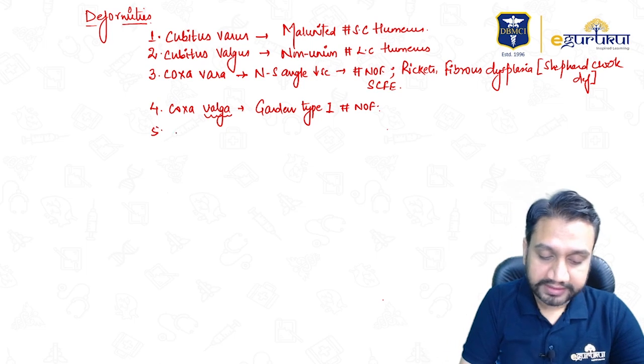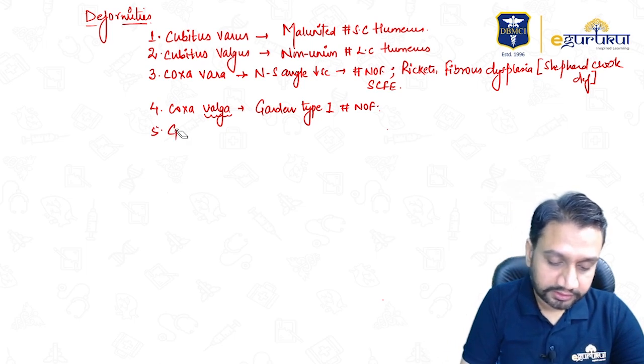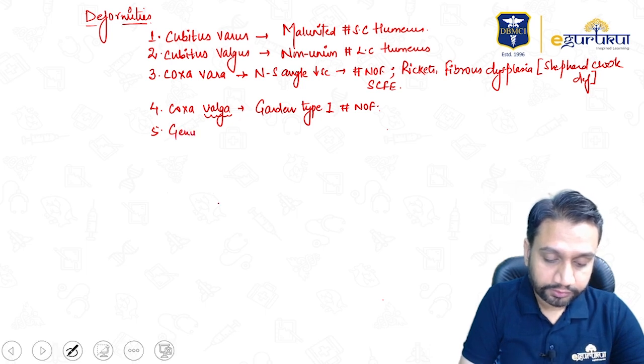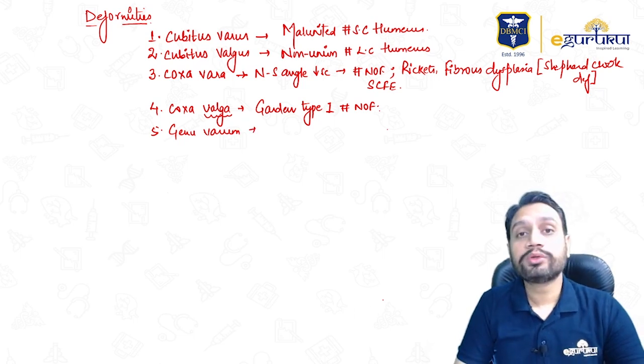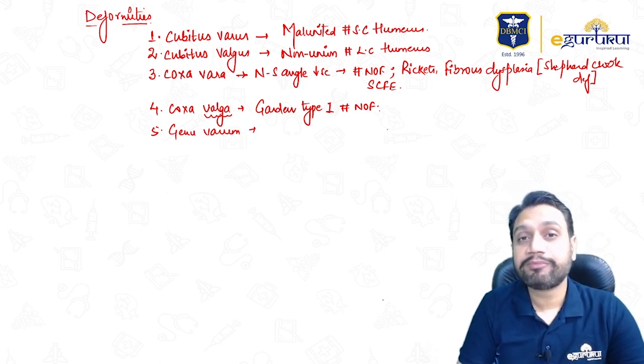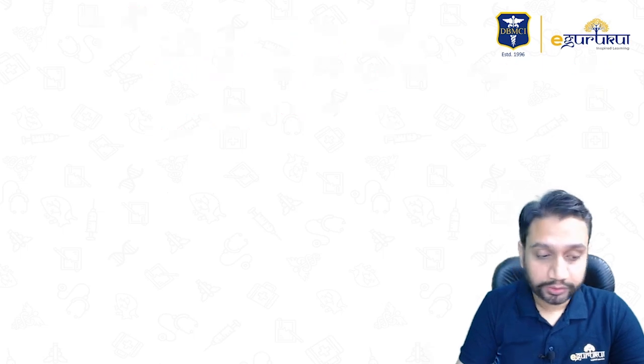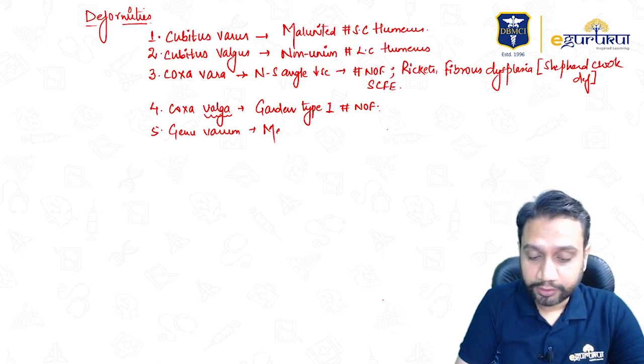When you come on to the knee area, genu varum and genu valgum. Genu varum, you all know that, just a very quick recap. Which kind of joint disorder? When you have the medial compartment OA.